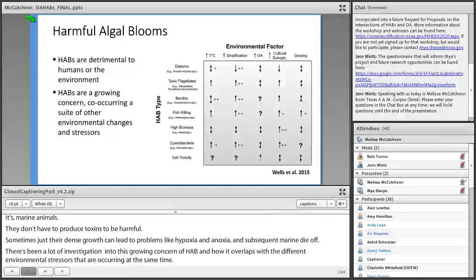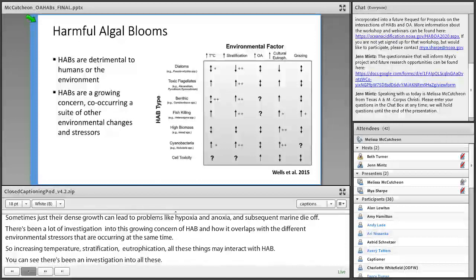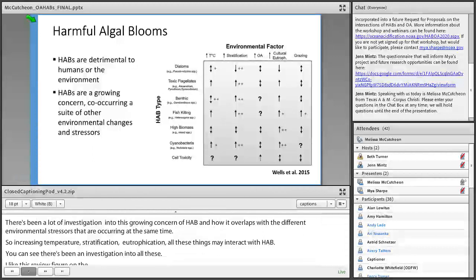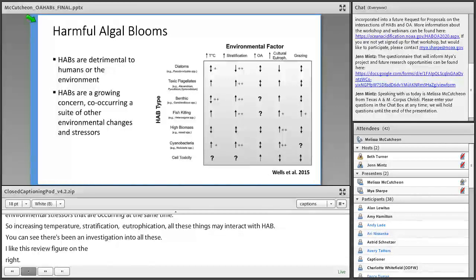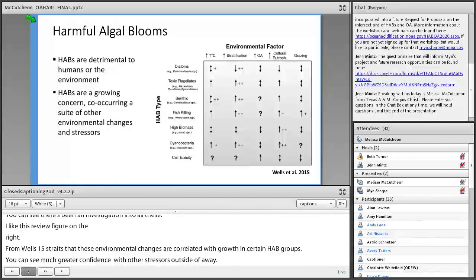I really like this review figure on the right here from Wells et al. 2015, clearly illustrating that a lot of these environmental changes seem to be correlated with growth in certain HAB groups, but you can see much greater confidence for a lot of the other stressors outside of OA. So, there's still that uncertainty as to what ocean acidification does to this, and despite that, OA is unlikely to be the driving, main influencing environmental factor, it definitely has the potential to interact with these other factors and to compound their effects or worsen HABs in general.